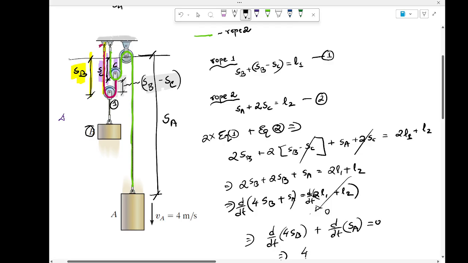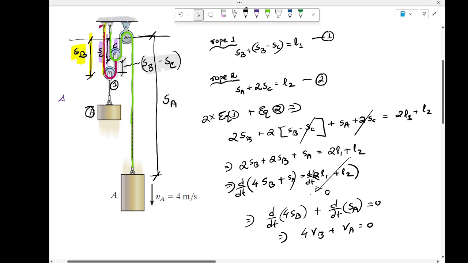Now can I write this as 4 VB plus VA equals 0? You know dS by dt is V, right? The velocity. The derivative of position with respect to time t is the velocity. We know that, right? So then, if you know VA, can you find VB?